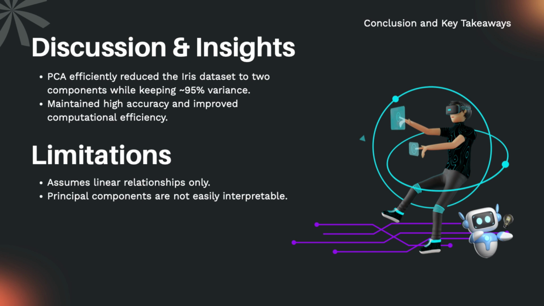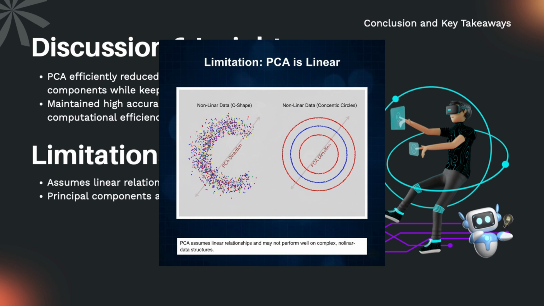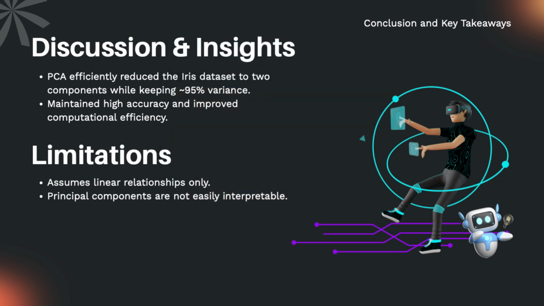To conclude our presentation, let's summarize the key insights. We demonstrated that PCA efficiently reduced the Iris dataset to two components while retaining approximately 95% of the total variance. This allows us to maintain a high level of model accuracy while substantially improving the computational efficiency. We also note some limitations. PCA is a linear technique, meaning it assumes the relationships in the data are linear. Also, the new principal components are not as easy to interpret as the original features.